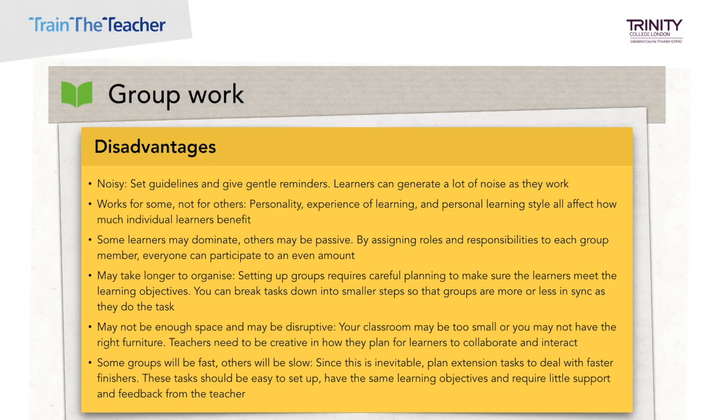Some groups will be fast and others will be slow. Since this is inevitable, you should plan extension tasks to deal with faster finishers. Ideally, these tasks should be easy to set up, have the same learning objectives as the main task, and require little support and feedback from you, the teacher.